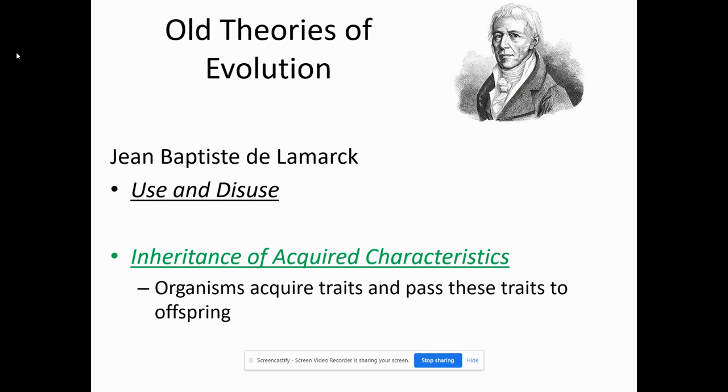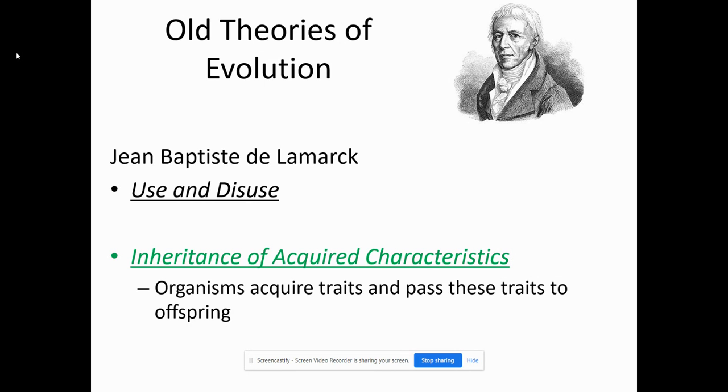Okay. Some old theories of evolution, right? This guy, Jean-Baptiste de Lamarck, JBL, that his friends used to call him, talked about the use and disuse of parts of their bodies, okay? For example, the more you use something, the better it becomes. The less you use something, the worse it becomes. And in his day, he thought, well, that makes sense, right?